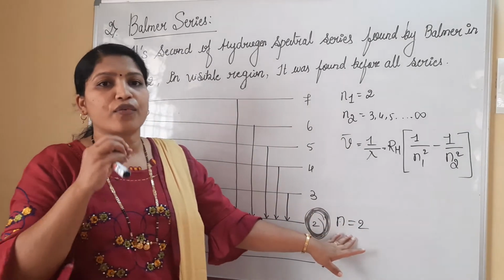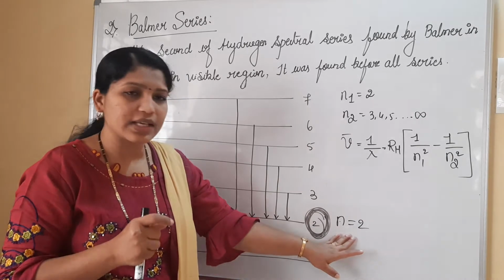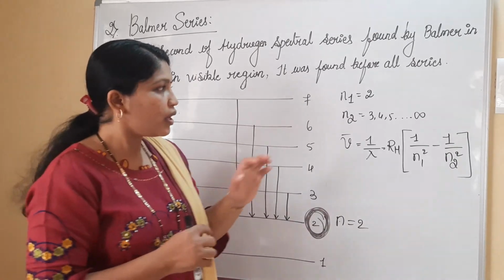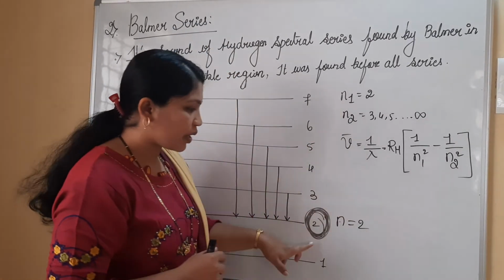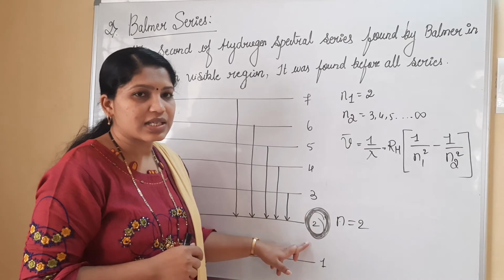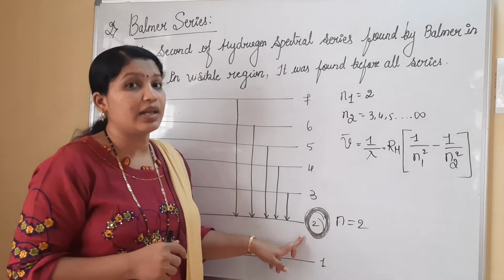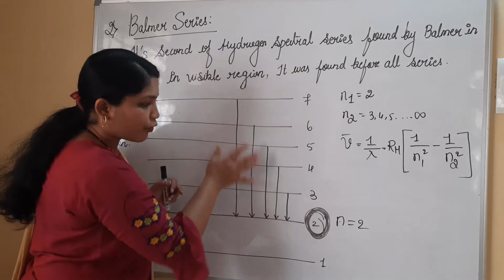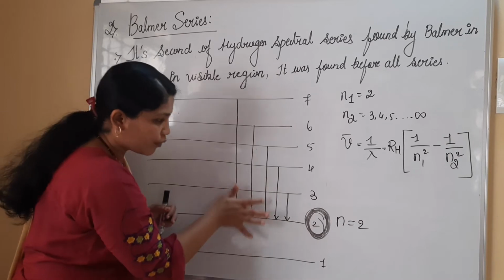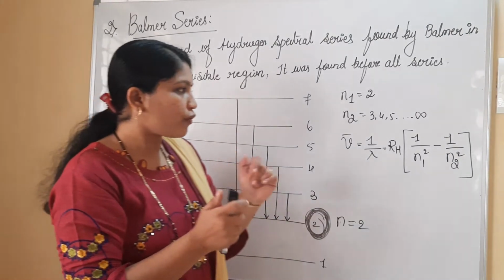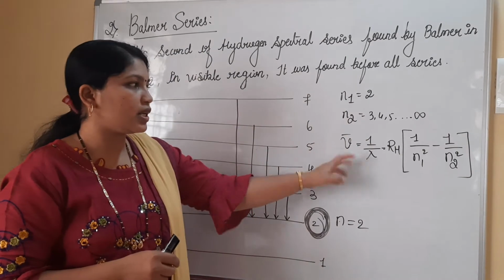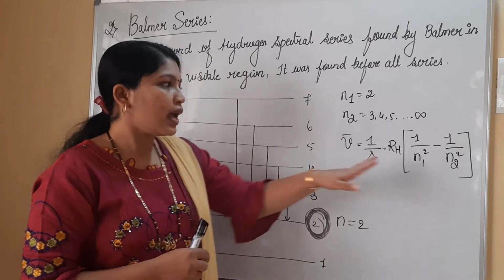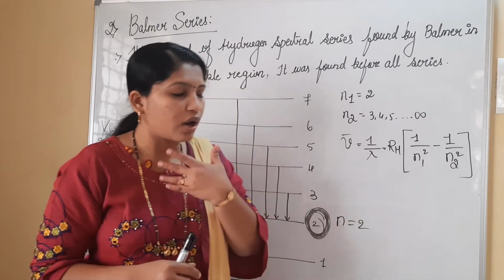This is a kind of fixed or limiting series where all the electrons have to jump to n equal to 2 itself. Now what would be the formula? For n1, at least we came to know it is the second state in the case of the Balmer series. For the n2 value, electrons may jump from third to second, fourth to second, fifth to second, sixth to second, and so on. So the formula given by Rydberg is nu bar equal to 1 by lambda. RH is Rydberg's constant, and n1 square, n2 square I already explained.